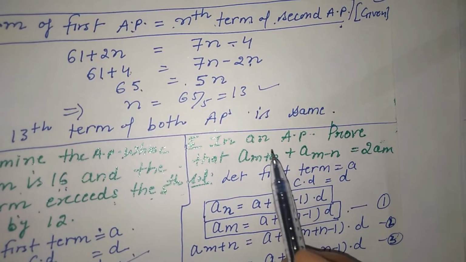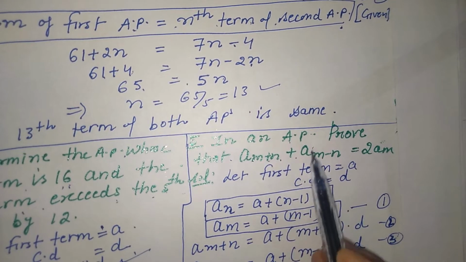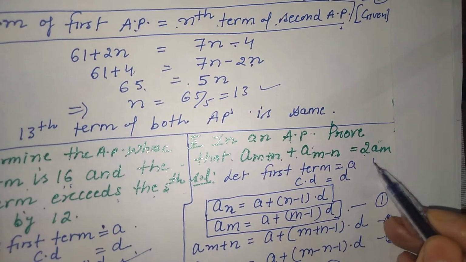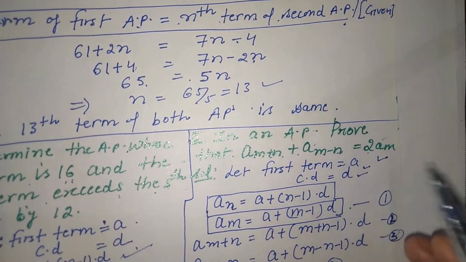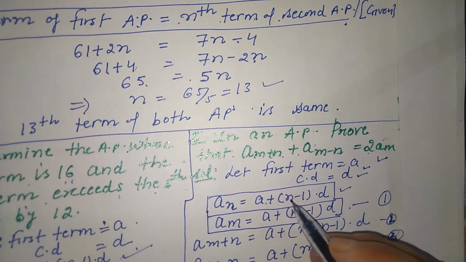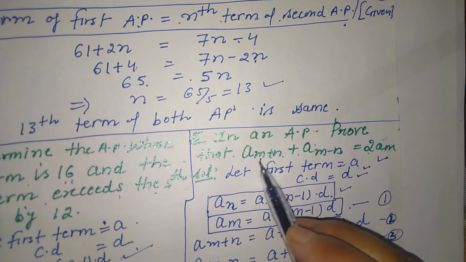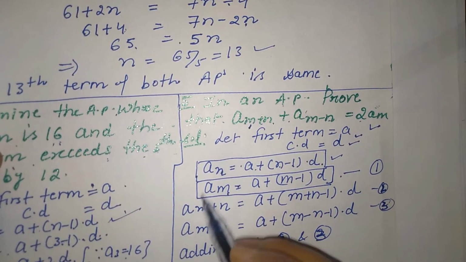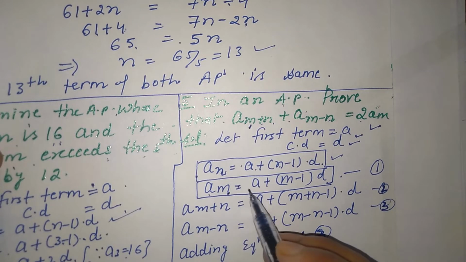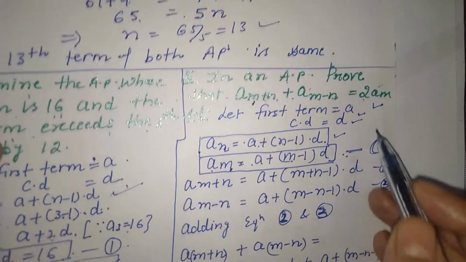So this is this kind of question. Now next, one more type is there. In an AP, prove that a(m plus n) plus a(m minus n) is equal to 2am. So again, let the first term be a and the common difference d. We know the nth term is equal to a plus n minus 1 into d. Similarly, because in this question we have m also, we write the same formula in m by taking n as m. So am is equal to a plus m minus 1 into d. Let this be the first equation.